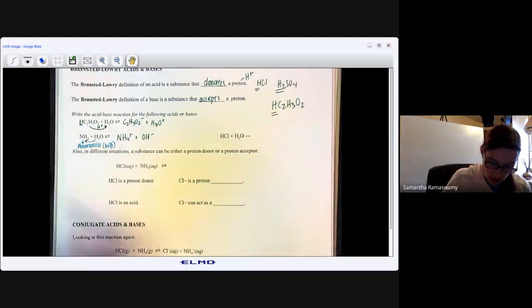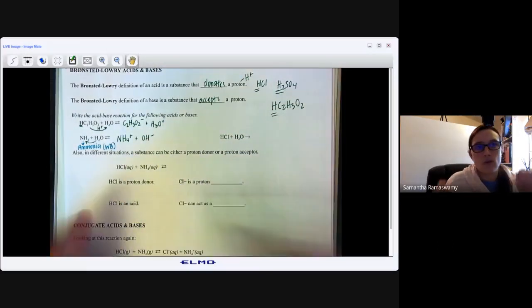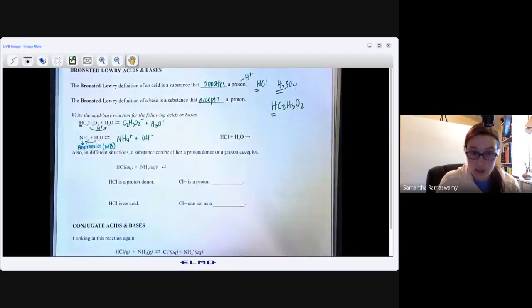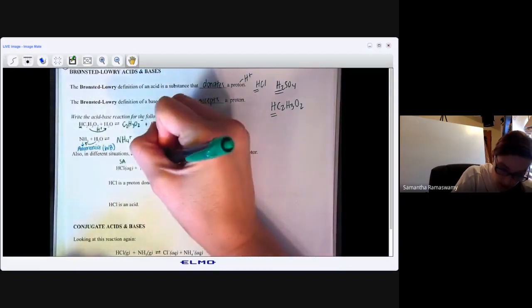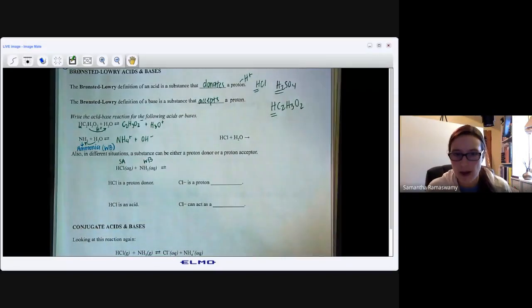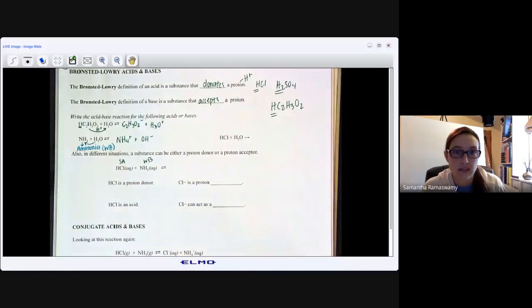So if we look at HCl plus NH3, you need to think and label everything. So always label every substance. HCl, that's hydrochloric acid, that's a strong acid. NH3 is ammonia, that's a weak base. Now the strong and the weak doesn't really matter right now, but what matters is that we've now labeled what's the acid and what's the base.